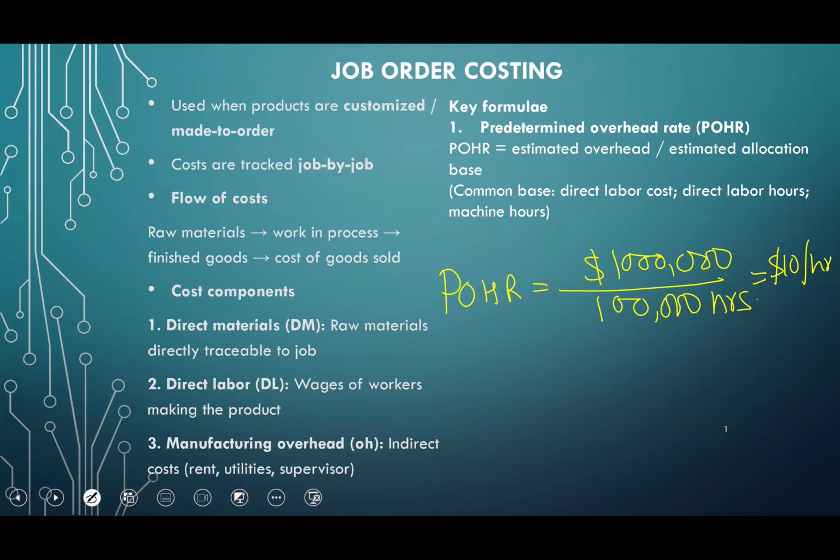So the common base can be direct labor cost. It could be direct labor hours. It could be machine hours. I'm simply taking the example of direct labor hours right now. So that is your step number one.